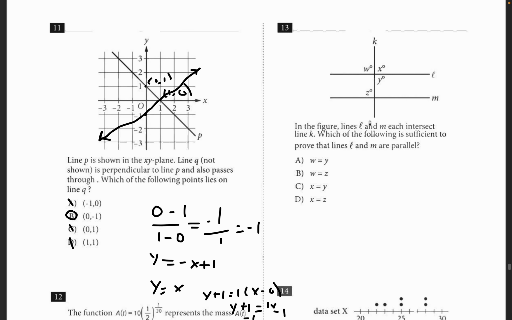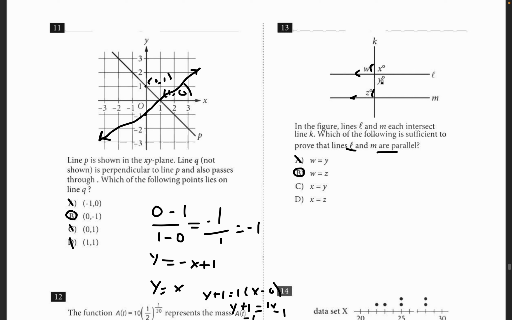In the figure, lines L and M each intersect line K. Which of the following is sufficient to prove that lines L and M are parallel? Well, okay, W equals Y. Those are vertical angles. That's not sufficient. W equals Z. This angle is congruent to this angle. That means that they're corresponding angles, which means that these lines must be parallel. So this is correct.